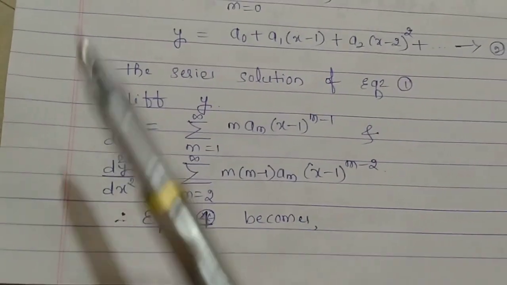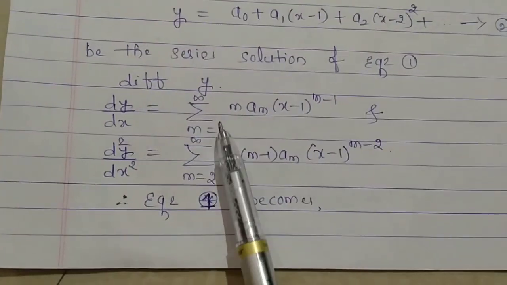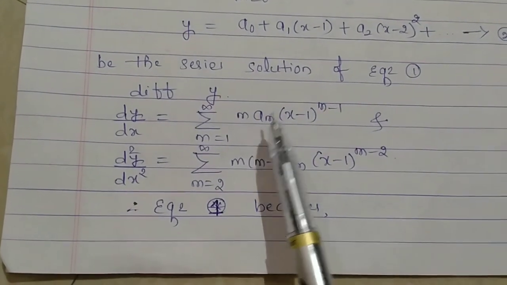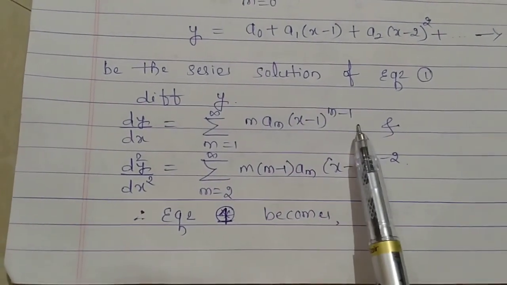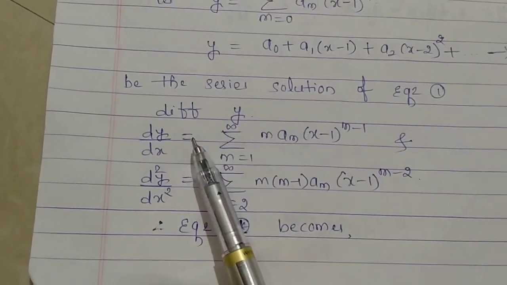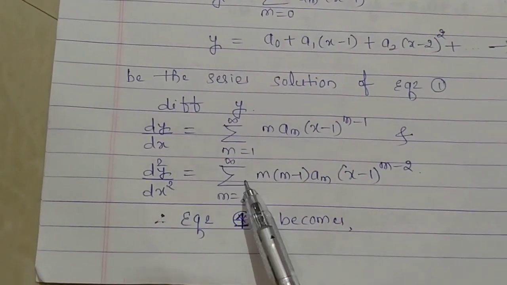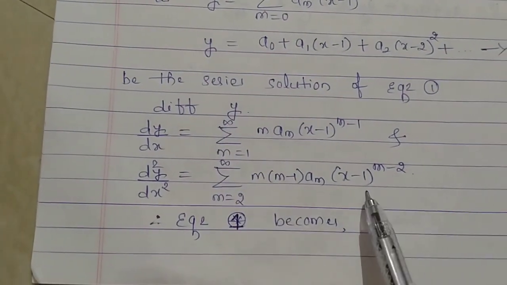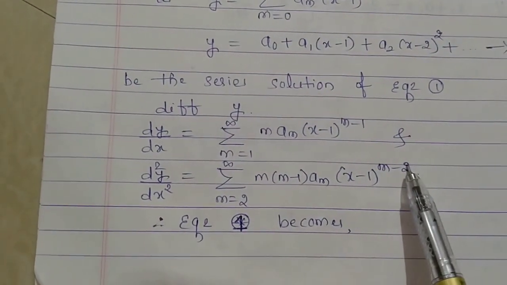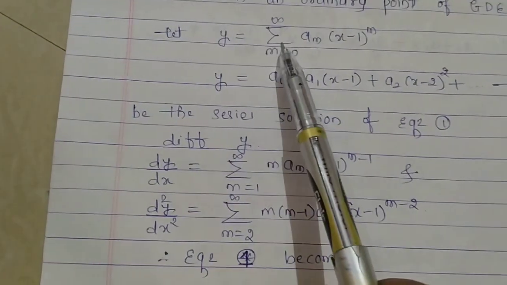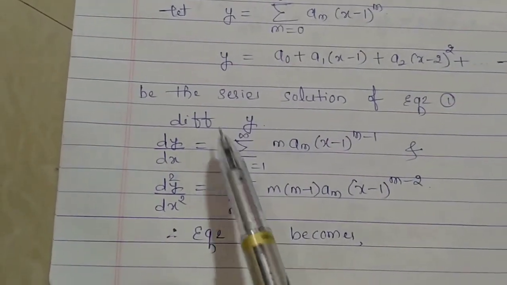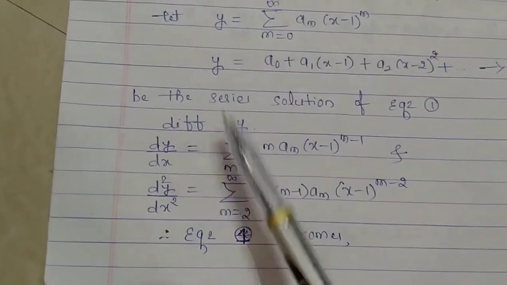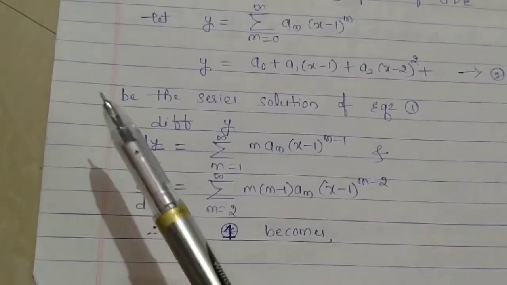Differentiating, dy upon dx is equal to summation m is equal to 1 to infinity m am x minus 1 to the power m minus 1, and again differentiating it, we will get d square y upon dx square, which is equal to summation m varies from 2 to infinity m into m minus 1 am x minus 1 to the power m minus 2. I have to substitute the y value, dy upon dx value and d square y upon dx square value in my given equation, that is in the original equation.